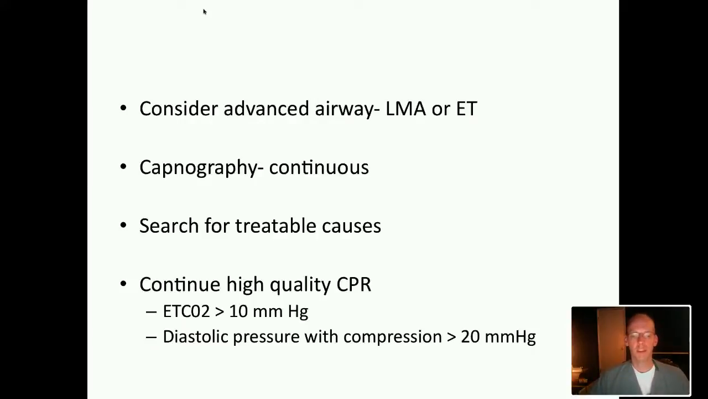The second option is to monitor your diastolic pressure with compressions. This is easier done with an A-line. If you don't have one, you can try and use the non-invasive cuff, which may be challenging, but your goal is to keep a diastolic pressure, which in CPR is basically the pressure with chest recoil, of at least 20 millimeters of mercury. So greater than 10 for end tidal, greater than 20 for diastolic pressure. If you're achieving greater than these two minimum numbers, then your CPR quality is good. If you're not, you need to improve them.